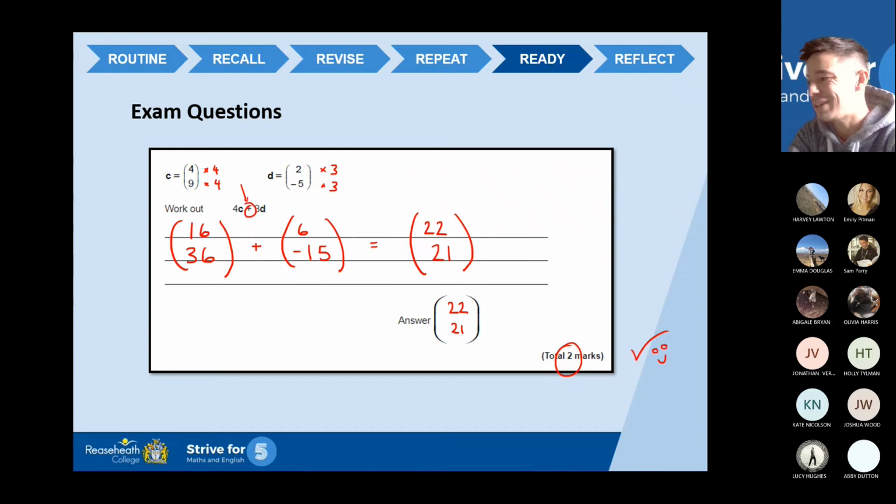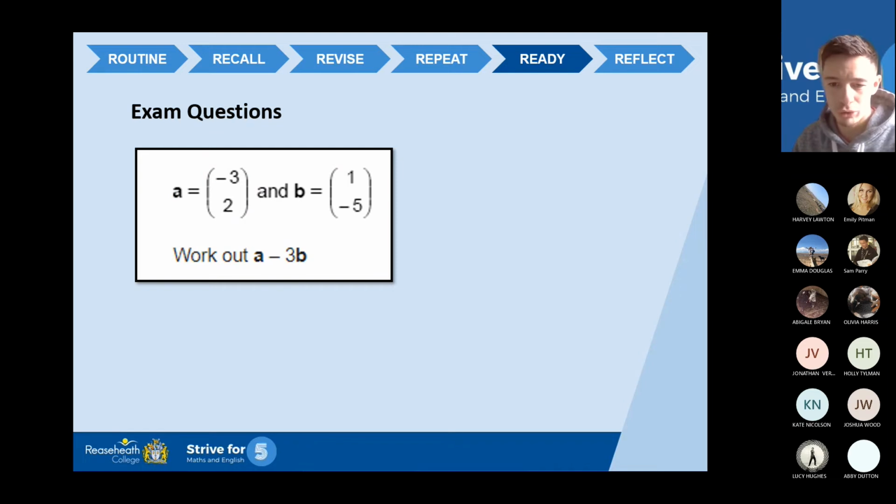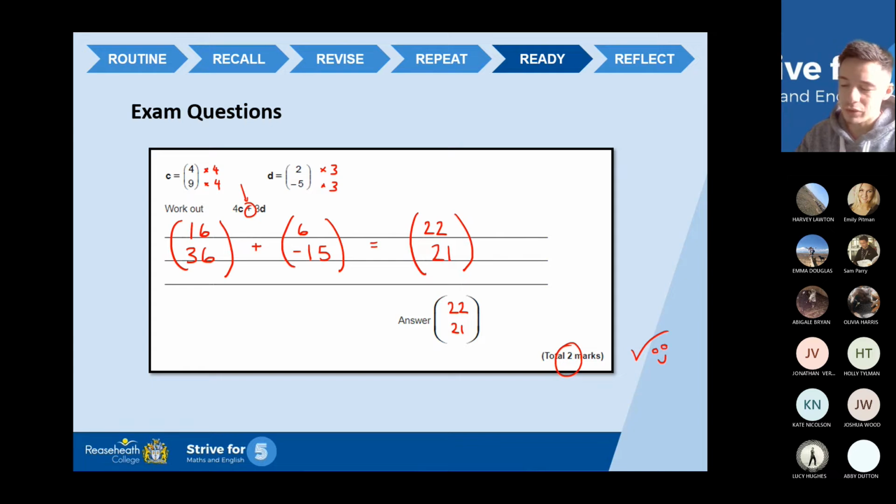Okay, so question one I did do. So instead of going back through that, because we've got 4 examples, I think there's enough examples there for me to talk through instead of going back through question one again. So question one was 22 over 21. You can see someone working out there. So C, times those values by 4, top and bottom, and then D, times those values by 3, top and bottom, and then I added them together. So 16 add 6 gave me 22, and then 36 add minus 15 gives me 21.